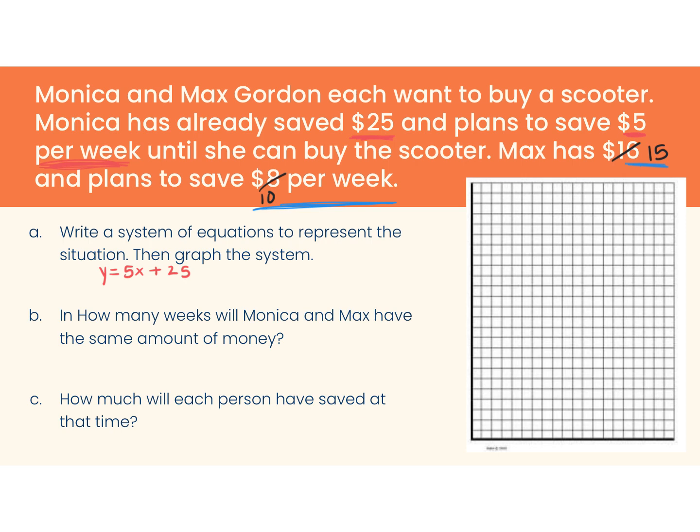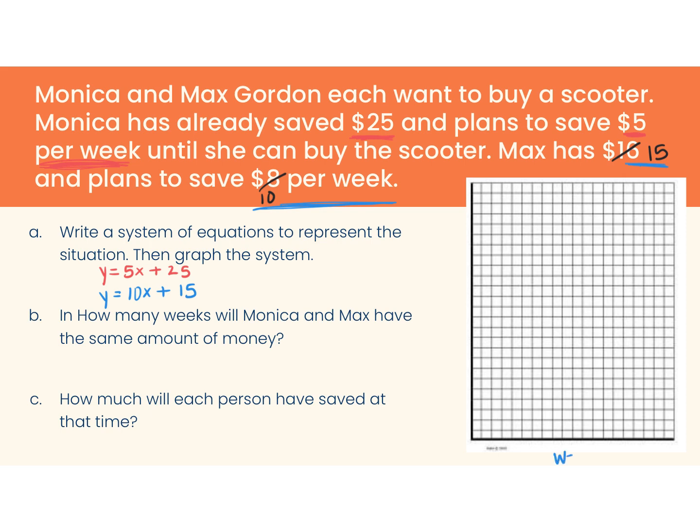Okay, so let's set Max up just like we set up Monica. I'm going to start with y equals, Max is saving $10 per week, so 10x, plus he already has $15. Okay, so we did the first part. The first part says write a system of equations to represent the solution. And then it says graph the system. Well, now we have to go to graphing.